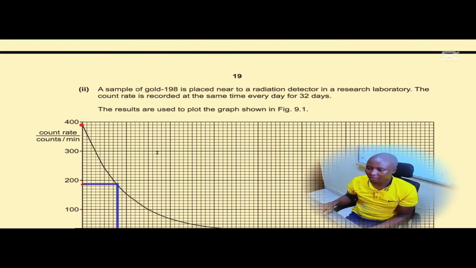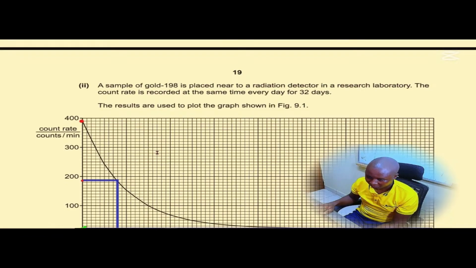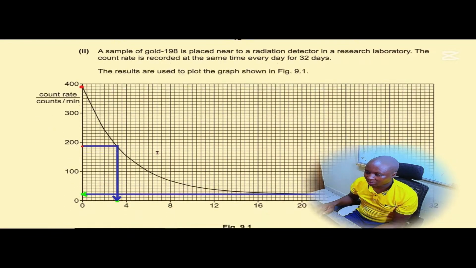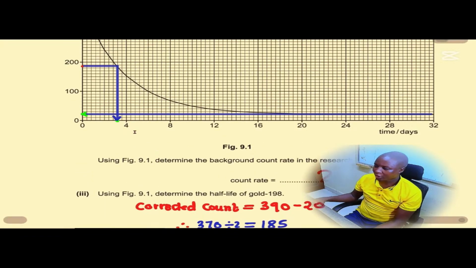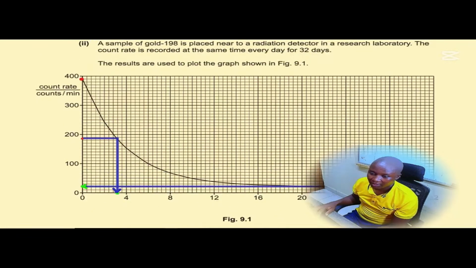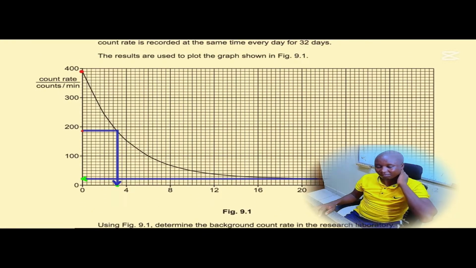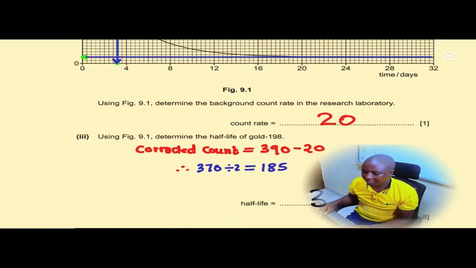A sample of gold-198 is placed near a radiation detector in a research laboratory. The rate is recorded at the same time every 32 days, and the results are used to plot a graph. You are supposed to determine the background radiation. For background radiation, you check where the graph flattens. You read the value here, which is 20 becquerel, the count rate per minute. Remember also that the unit for radioactive decay is the becquerel. So if you are asked that, you'll be able to answer.